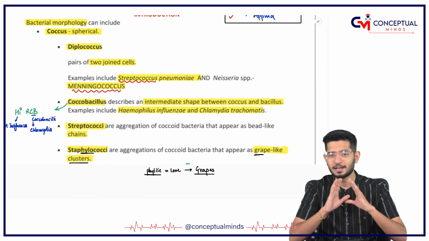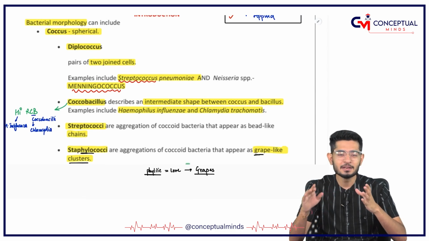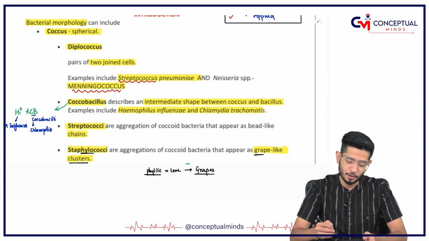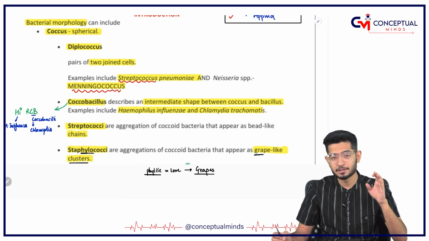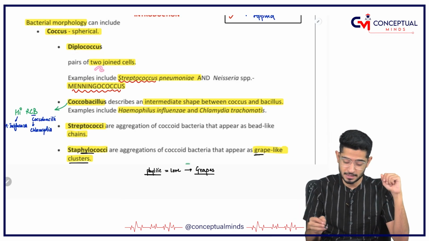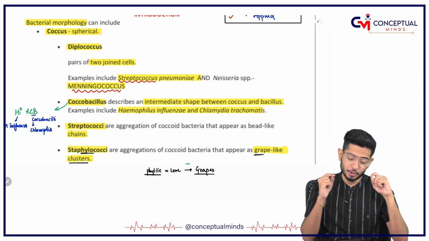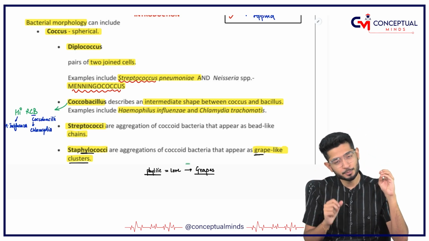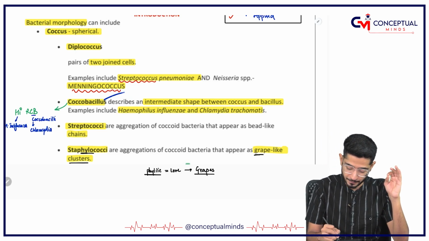First of all, introduction. Please understand that bacteria have different shapes. Some are spherical, and those spherical shaped bacteria we call cocci. In cocci, you have diplococci, where the cells are joined with each other. So, two joined cells are called diplococci. Next comes cocobacillus. Now, what is the meaning of the word bacillus? Bacillus means it is rod shaped. Bacilli means it is rod shaped.